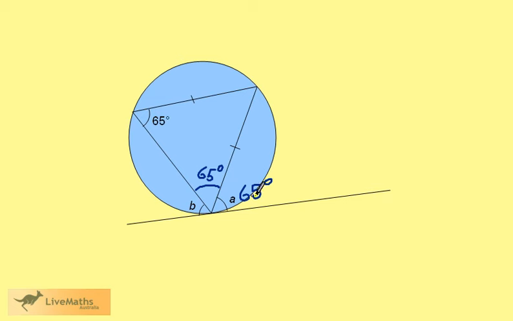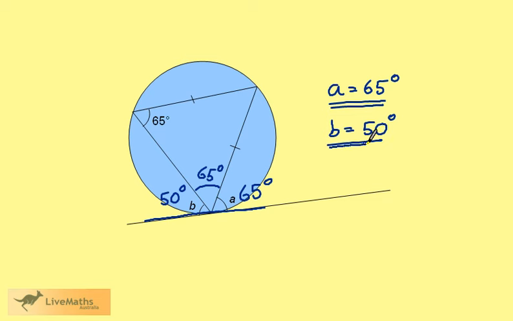To find B, we could use the fact that the angles on a straight line always add to 180 degrees. So B is going to be 50 degrees, so that this is the case. So A is 65 degrees, which we found using the alternate segment theorem, and B would then be equal to 50 degrees, found using the isosceles triangle and the fact that angles on a straight line add to 180 degrees.